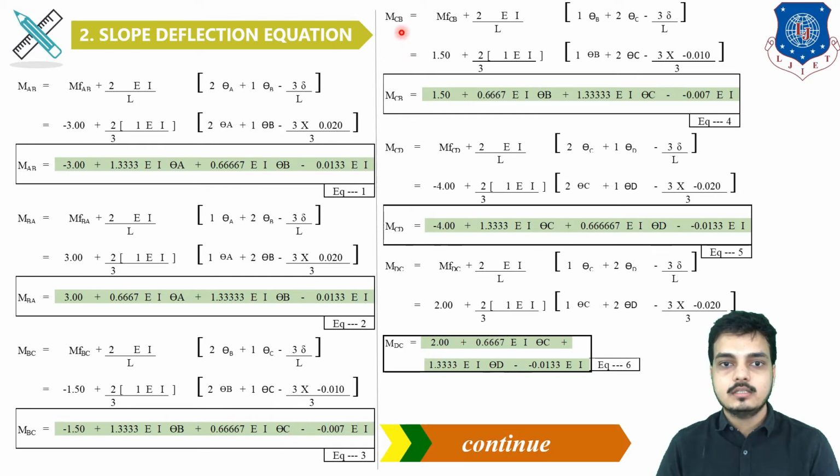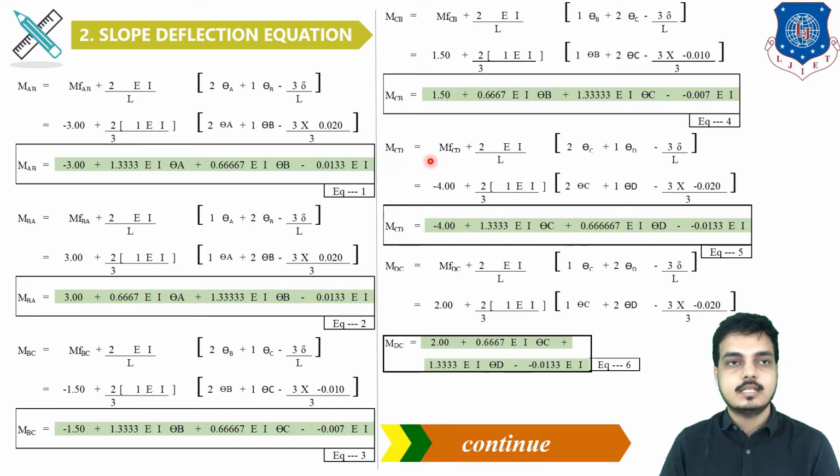Next is my MCB, which will be the same as MBC. So MFCB plus 2EI upon L, in place of 2 theta B it will be 1 theta B, and here it will be 2 theta C minus 3 delta by L. Only the interchange of these two values from this equation. This is just simple, you can solve this.